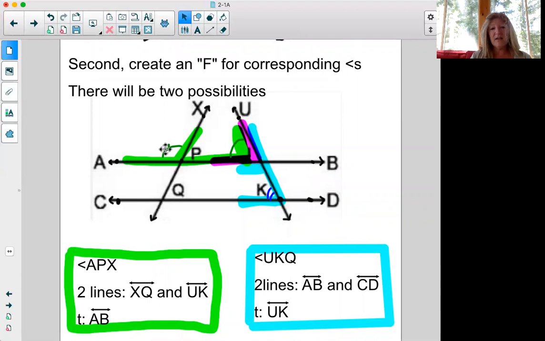You could say this angle over here, APX, in which case your 2 lines are XQ and UK, and the transversal is AB. Or you could do the blue F, and in that case, the one that's corresponding is this angle, UKQ, and the two lines are AB and CD, and the transversal is UK.